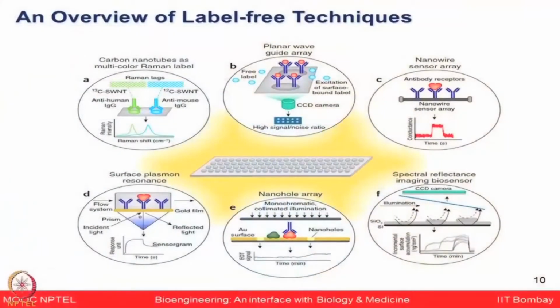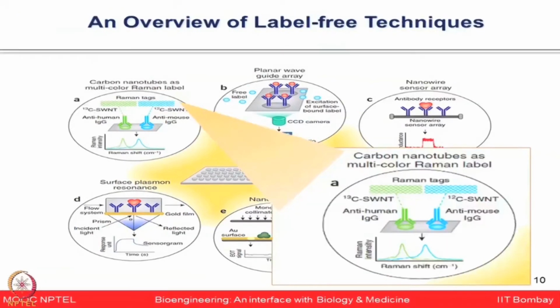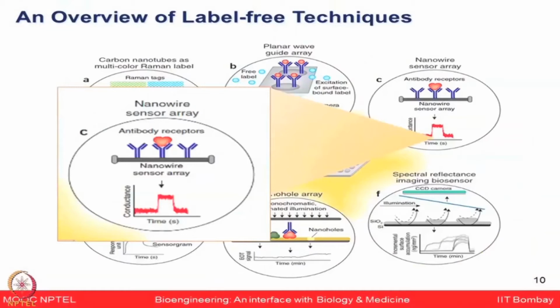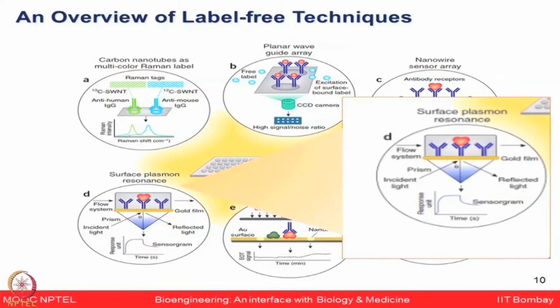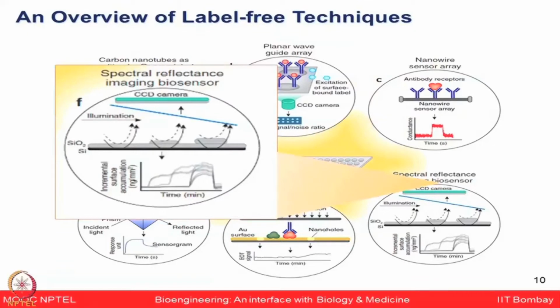So, here I am providing you an overview of label free techniques, and the image shows at least 6 of the popular platforms, which could be not only label free, but also could be linked to even microarray based platforms. Among them, shown is carbon nanotubes as multicolor Raman labels. Panel B shows planar waveguide arrays. Panel C is about nanowire sensor arrays. Panel D is about surface plasmon resonance. Panel E is on nanohole arrays, and panel F on spectral reflectance imaging biosensors.